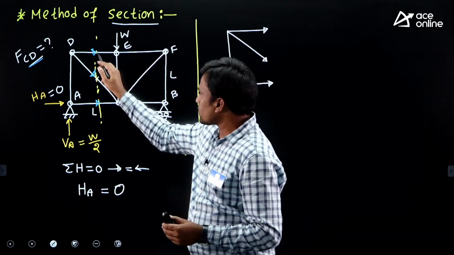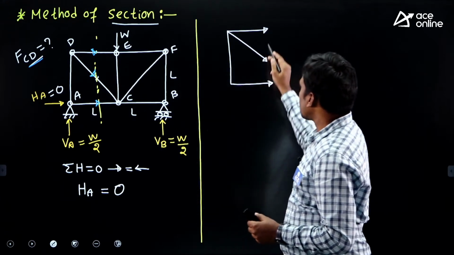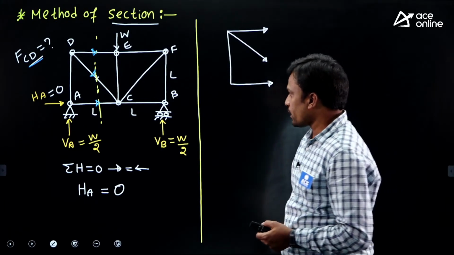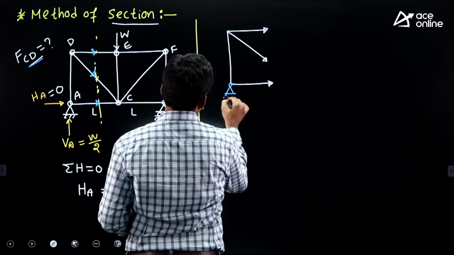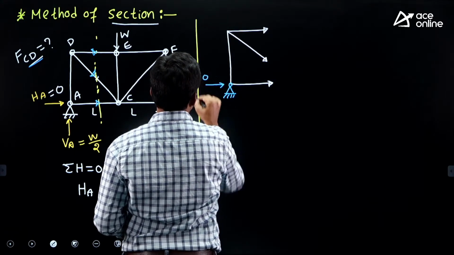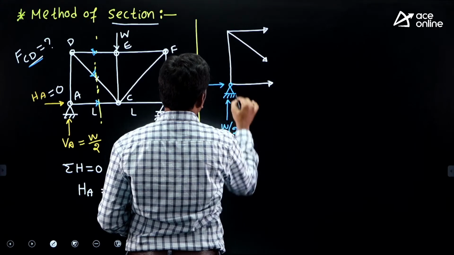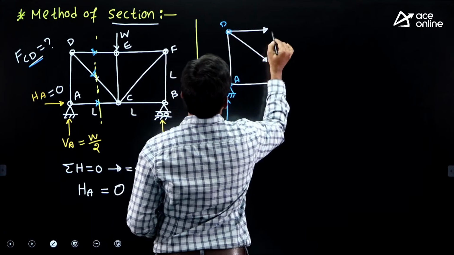Now these are the cut members, right? Only for cut members, initially assume tensile force. Then here there is a support, and here the horizontal reaction we got is 0 and the vertical reaction value we got is W by 2. Now this is A. So this is D.